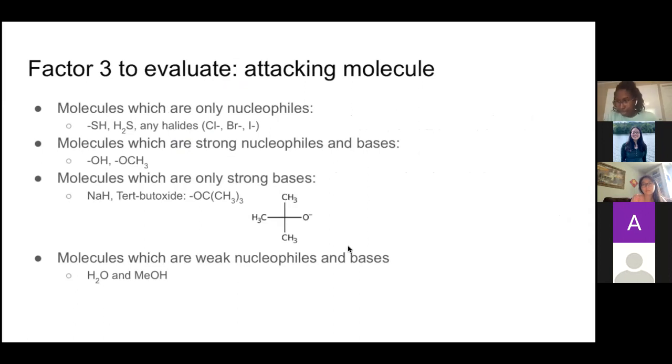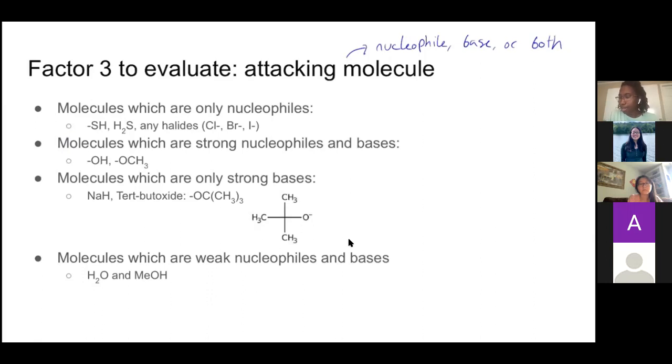Our next factor to look at when we're trying to figure out what type of reaction we're going to have, what our product is going to be, is to think about the attacking molecule. I use the term attacking molecule here because we could be seeing either a nucleophile, a molecule that's a base, or a molecule that can function as both a nucleophile and a base. So let's look at some molecules that only act as nucleophiles. This is just a handy list of examples to consider.